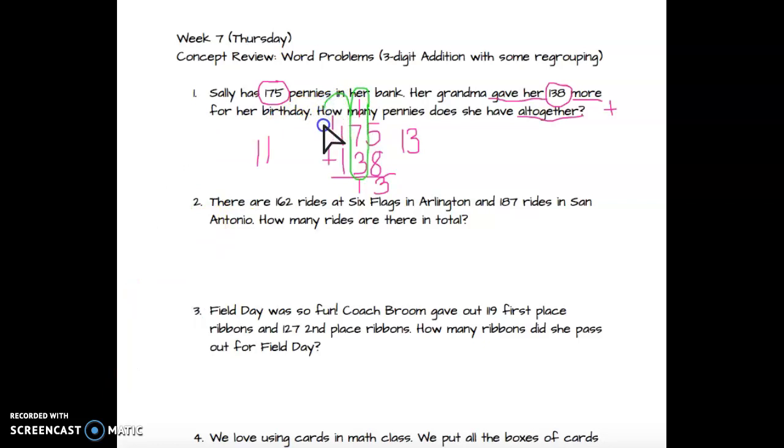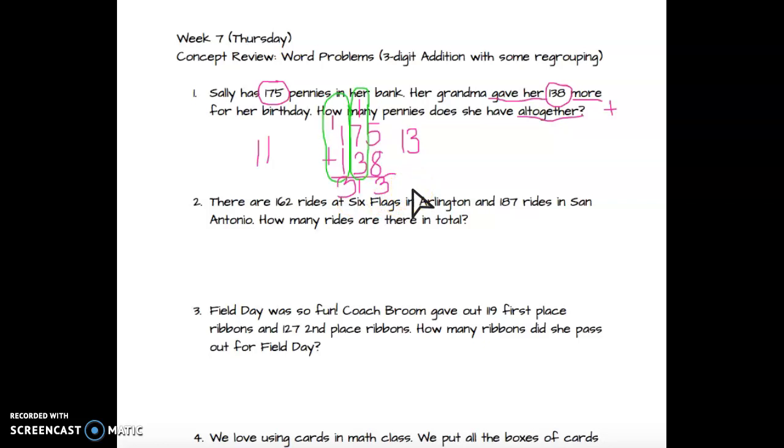Again, I'm going to circle my 3 numbers so my brain doesn't forget one. And then I'm going to add those up. So 1 plus 1 is 2. 2 plus 1 is 3. I'm going to write my answer there. So 175 plus 138 is 313.